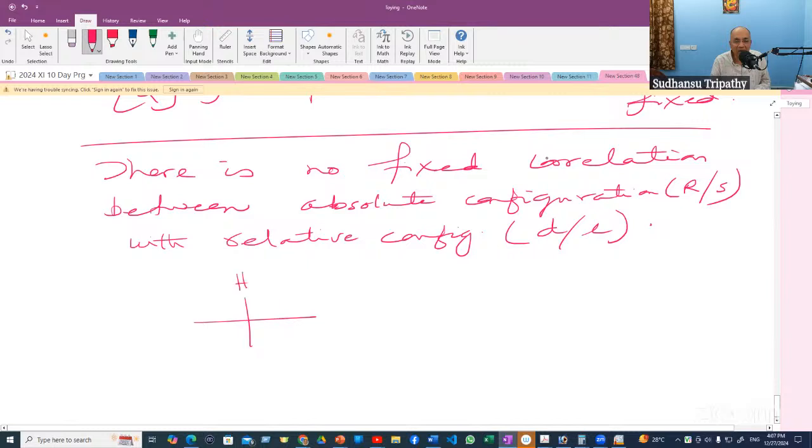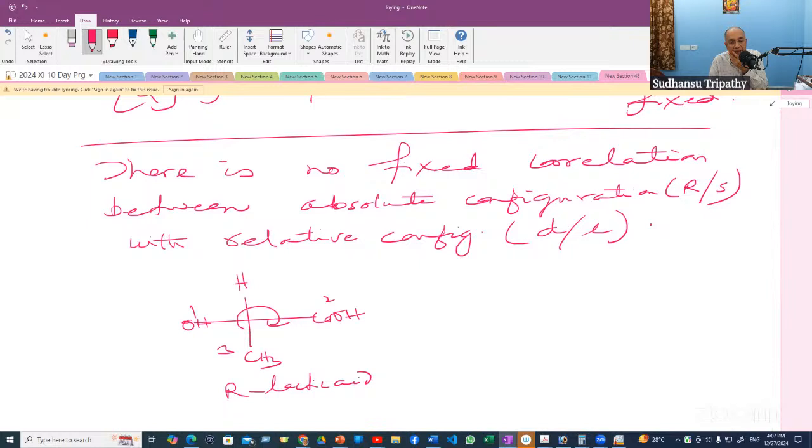Look, 1 to 2 to 3, normal rule, R. This is R lactic acid. And this has been found to be L. So it will be called R minus. This is L.